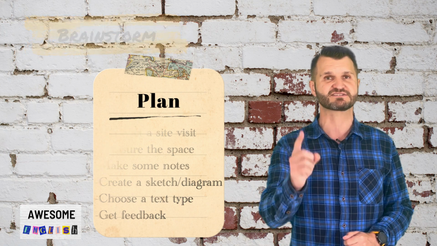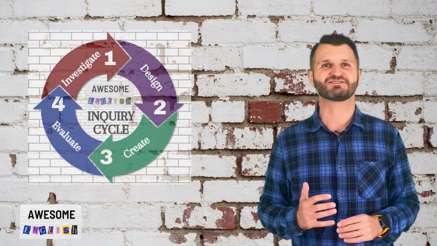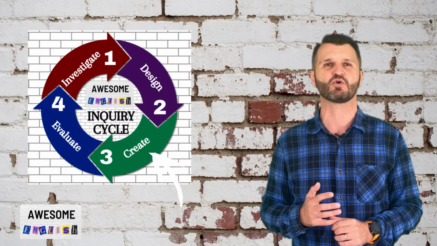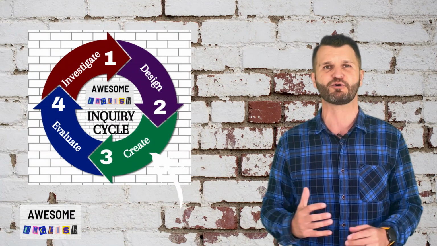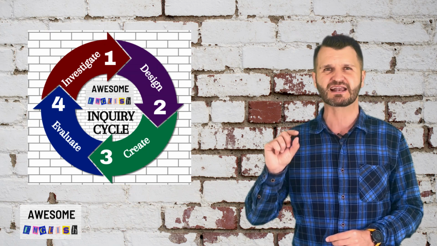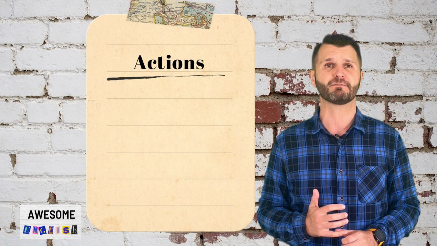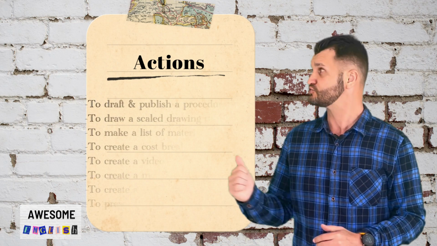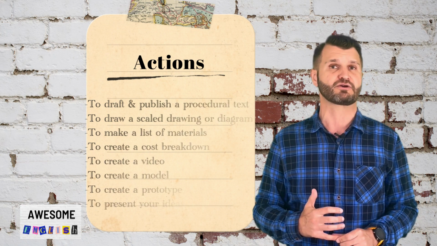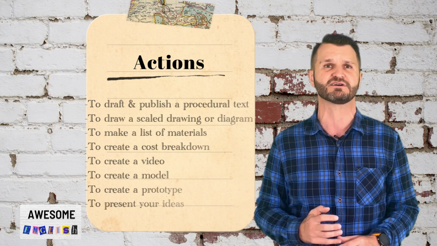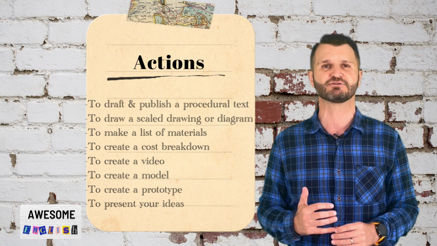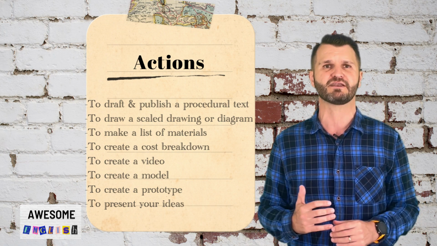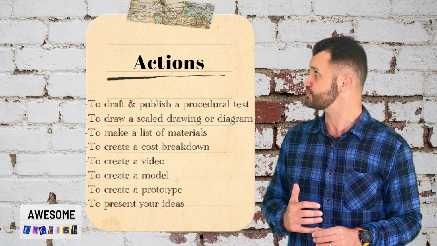All right, get started. All right, so now it's time to create a solution for this awesome community garden project. Develop a list of clear actions. Some of these actions might be to draft and publish a procedural text for the garden's construction, to draw a scaled drawing or diagram, make sure you label it as well, to make a list of materials that you will need to make your garden happen, to create a cost breakdown.